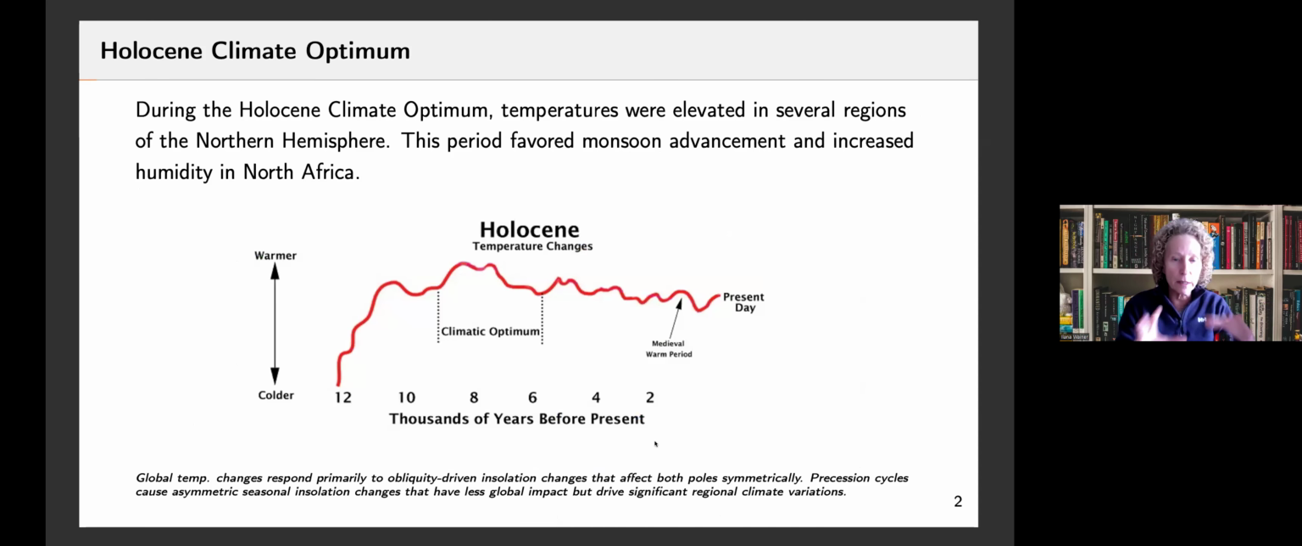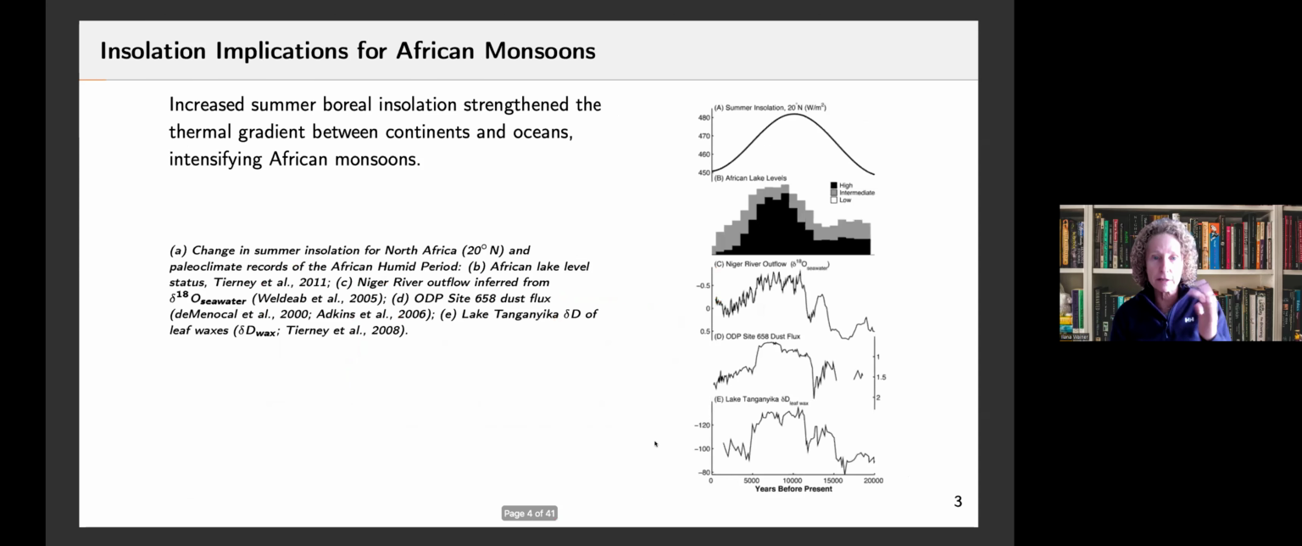This is another way of looking at it, showing that these optimal temperatures were elevated in several regions of the northern hemisphere. And this period favored monsoon advancement and increase of humidity in northern Africa. So not only do we attain a climate optimum, but these temperatures are warmer than they ever were, and they're more stable. So that favors the land-sea exchange of humidity and the hydrological cycle as well.